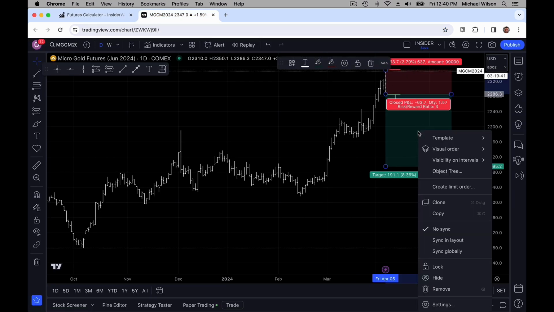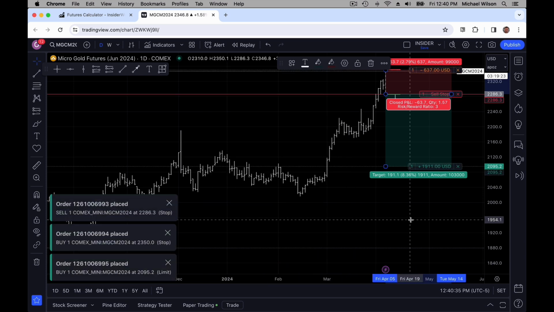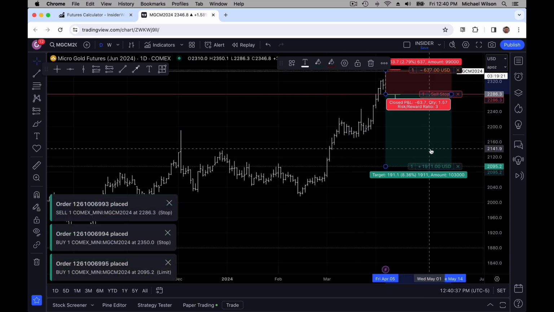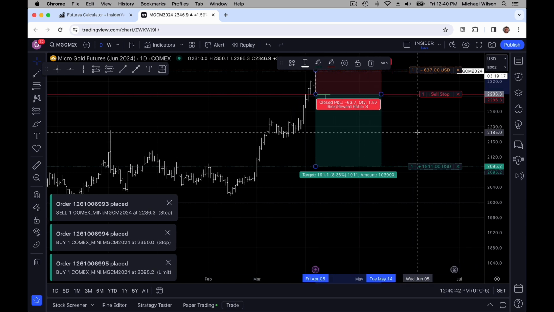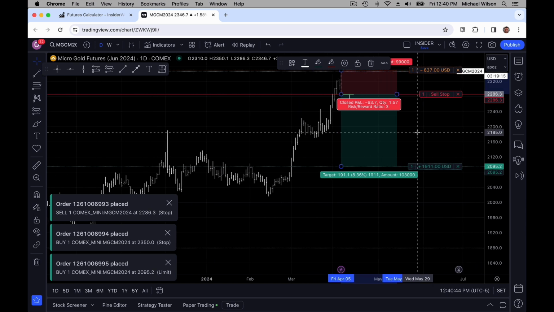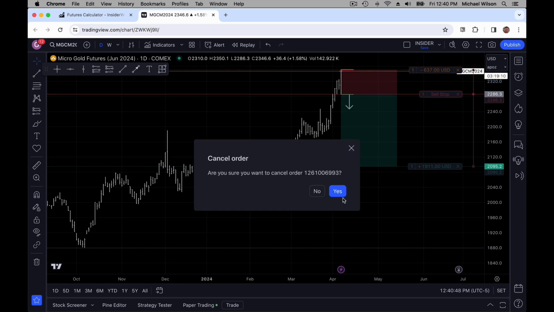So if you had a brokerage connected to your charting application, you could create a limit order like in this case. And you can see I have 1 unit. It gives me the risk here based on the information I put in there. And I can click sell. And then what it does is set that order up to be placed as soon as that market reaches that level. So that's how you would set up and use a futures calculator to determine your risk.